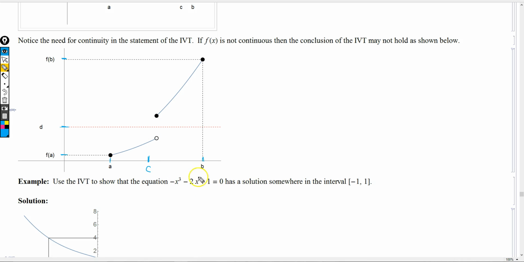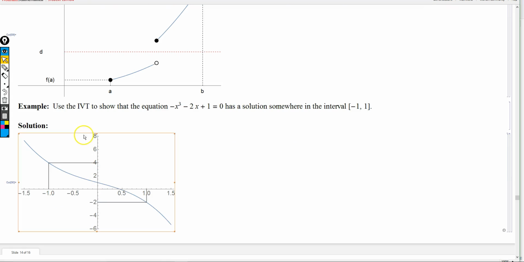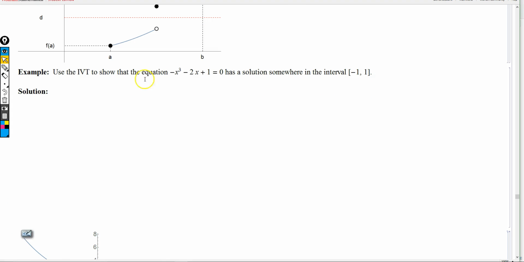Let's take a look at an example. Here we want to use the intermediate value theorem to show that this equation, negative x cubed minus 2x plus 1 equals 0, has a solution somewhere in the interval from negative 1 to 1. So now our function that we're going to be working with is negative x cubed minus 2x plus 1.